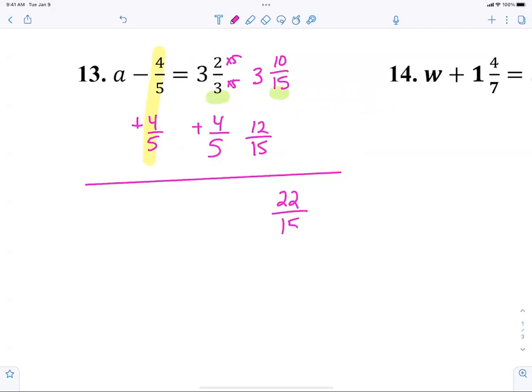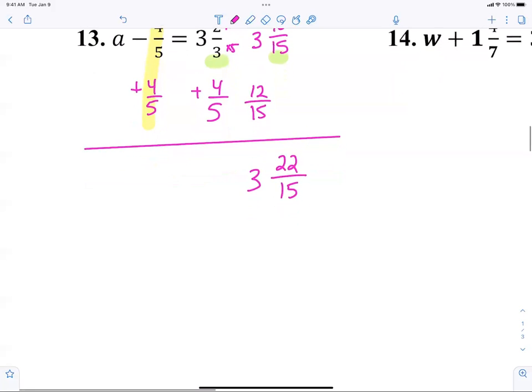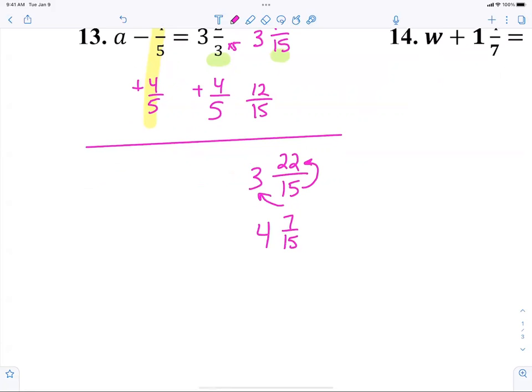22 over 15, and we bring down the 3. That's not a proper fraction. So we're going to change it to 4 and 7/15. Now, how do we know it's 4 and 7/15? Because 15 goes into 22 how many times? Once. So that adds to the 3 and gets a 4. And from 15 to 22 is 7.